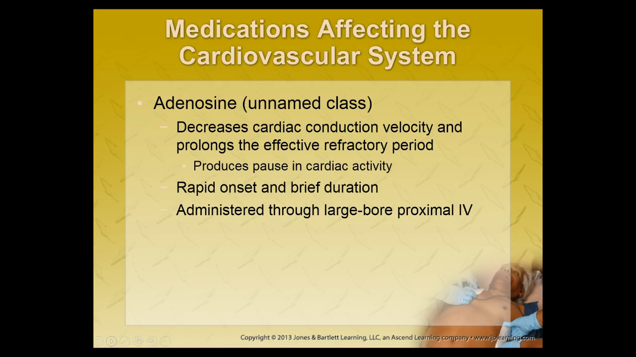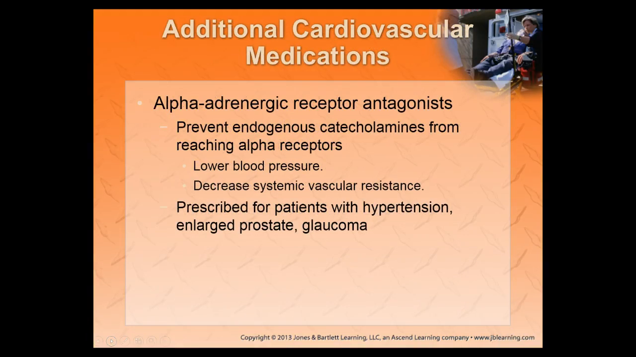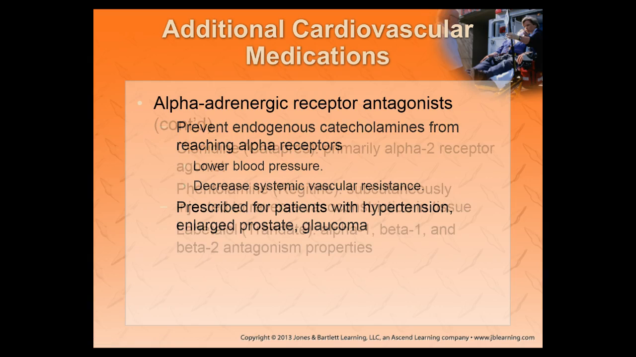We keep going down here. We have alpha adrenergic receptor antagonists. These prevent endogenous catecholamines from reaching alpha receptors. They tend to lower blood pressure and decrease systemic vascular resistance. In other words, the vessels become less resistant. They dilate. These are generally prescribed for patients with hypertension and a large prostate or glaucoma. Again, we're not going to be providing these in pre-hospital care.